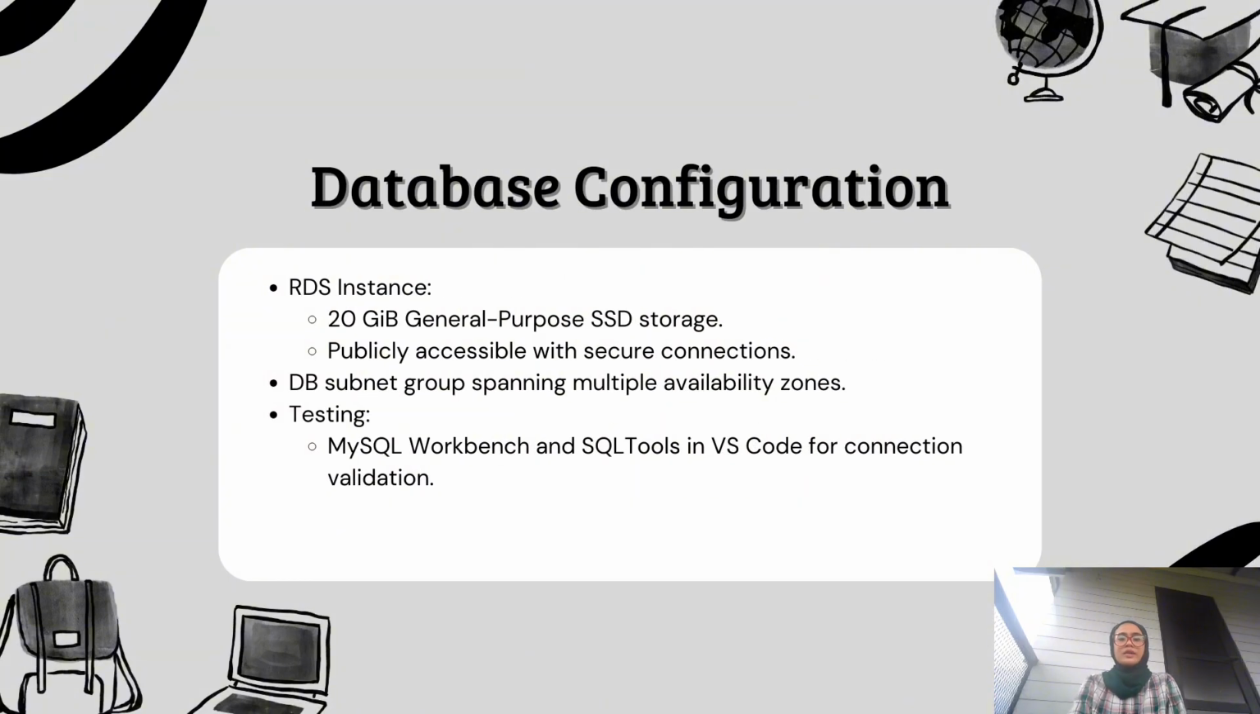For the database, we configured an RDS instance with 20 GB of general purpose SSD storage, which provides a balance between performance and cost efficiency. We also created a DB subnet group spanning multiple availability zones to enhance availability and resilience. To validate the setup, we tested the connection to the RDS instance using MySQL Workbench and the SQL Tools extension in VS Code. This ensured that the database was accessible and functioning correctly.